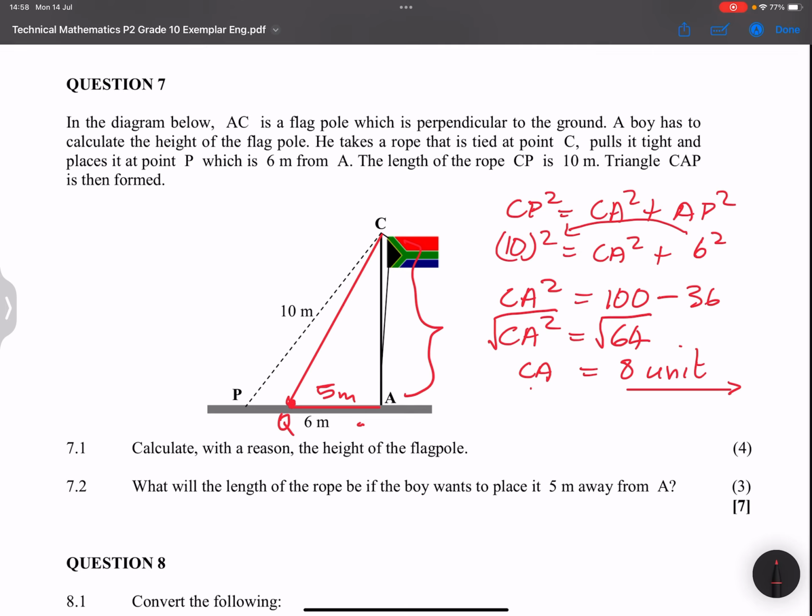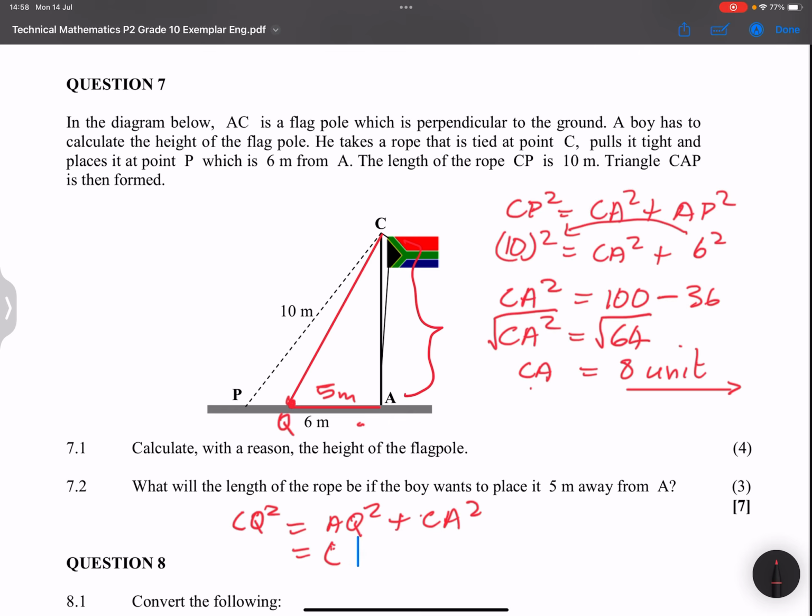So we can find out what CQ is. I'm going to say CQ squared, that's the hypotenuse, is equal to AQ squared plus CA squared. And I'm not going to waste much time on this one, ladies and gents. So we are looking for the length of the rope. That's what they wanted us to do.